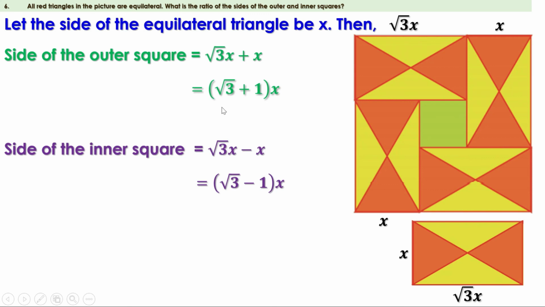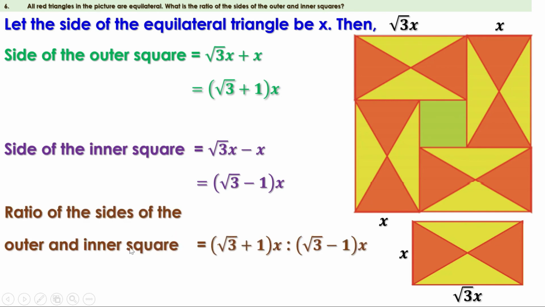Now we have got the sides of the inner and outer square. Let us find the ratio. The ratio of the sides of the outer and inner square is (root 3 plus 1) into x is to (root 3 minus 1) into x. We can divide both terms by x. Then we will get root 3 plus 1 is to root 3 minus 1. That means the ratio of the sides of the outer and inner squares is root 3 plus 1 is to root 3 minus 1. This chapter is complete here.